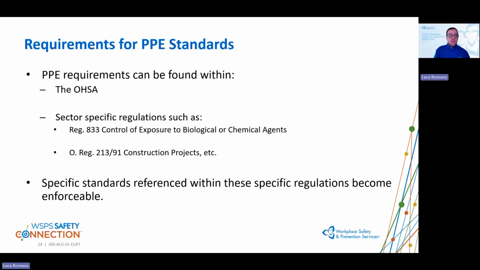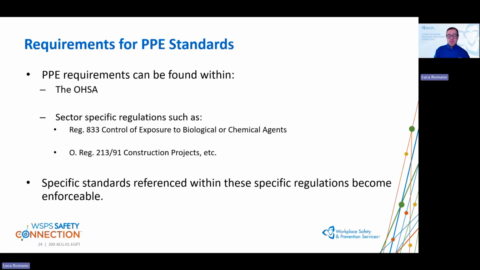In general, requirements for personal protective equipment can be found in legislation and laws. So more broadly, the Occupational Health and Safety Act might have different requirements, but more specifics can be found in sector-specific regulations. And again, this is dependent on the industry you work in or the types of processes you have in place. Some examples that are shown here. So we have Regulation 833, the control of exposure to biological or chemical agents. This might apply to a lot of different types of workplaces. An example of where a standard might be specified could be specifics towards respirators.